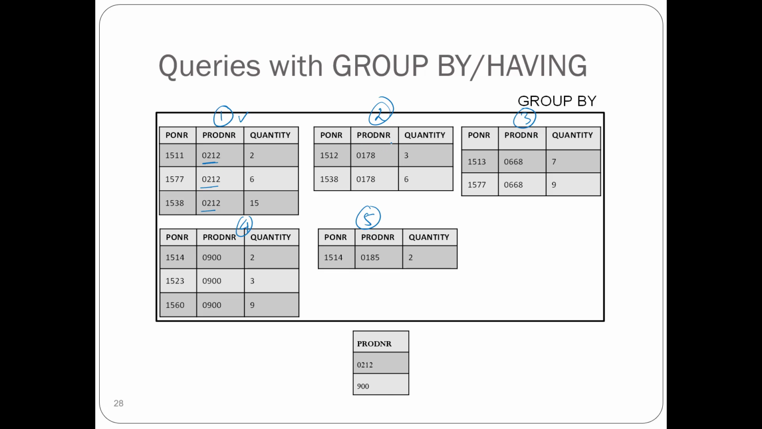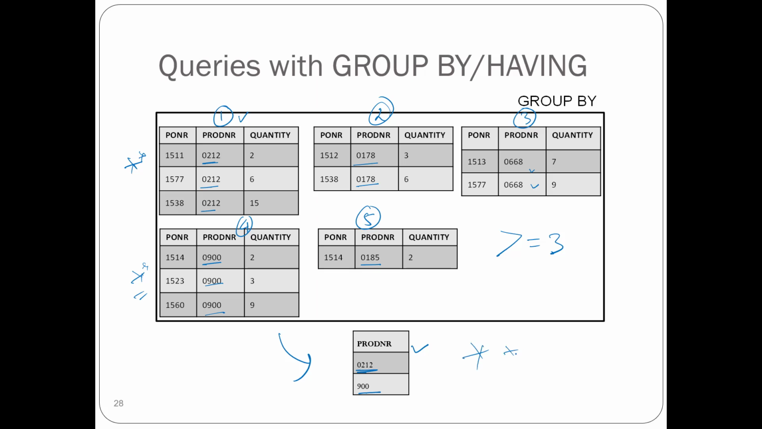In the second group, prod NR is 0178, and there are only 2 values with that product number. In the third one, similar to the second, the product number 0668 has only 2 entries. In the fourth group, there are 3 entries, and this group corresponds to the product number 0900. In the fifth group, we have only 1 entry, corresponding to product number 0185. Our requirement is that this number should be greater than or equal to 3. Therefore, only the first one and the fourth one satisfy the requirement, so our result is product NR 0212 and 0900.